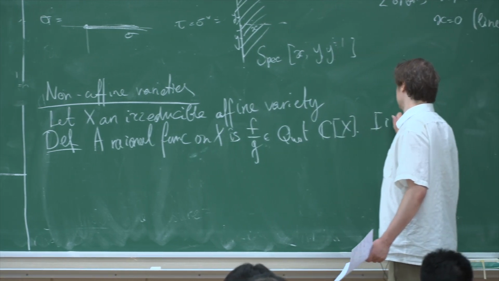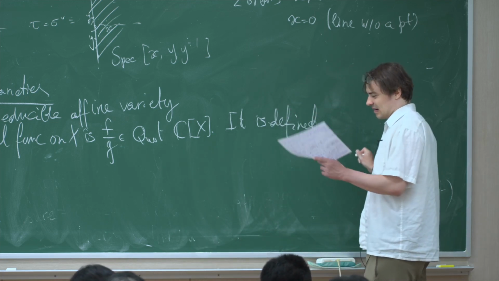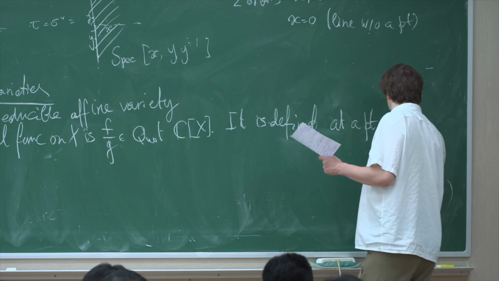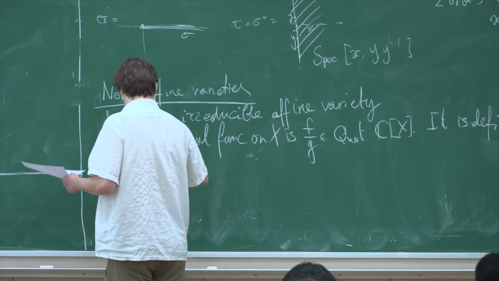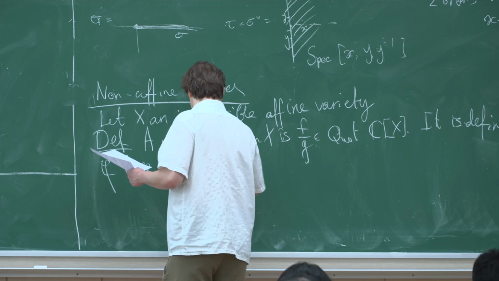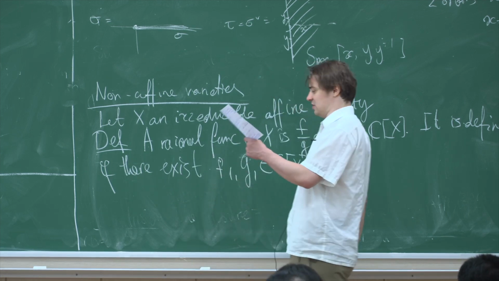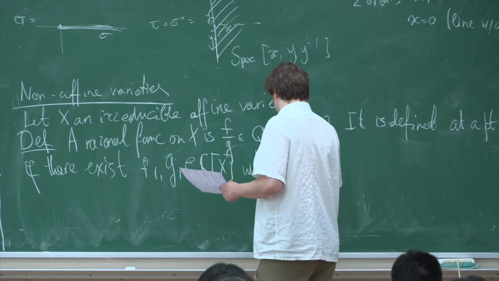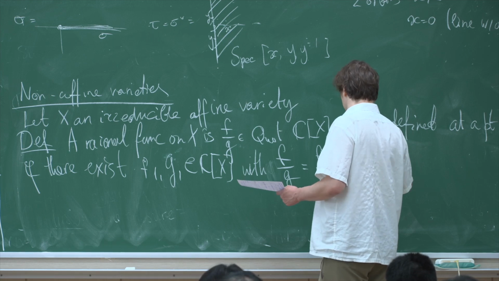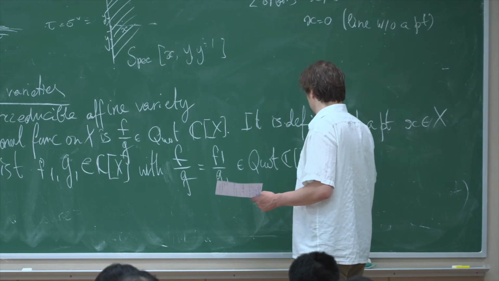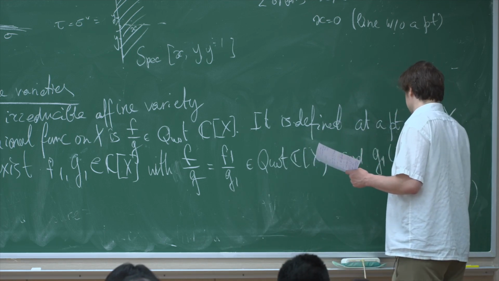And we say that it is defined at a point x small if there exist f1 and g1, two regular functions, with f over g equals f1 over g1 in the fraction field, and g1 of x is not equal to 0.